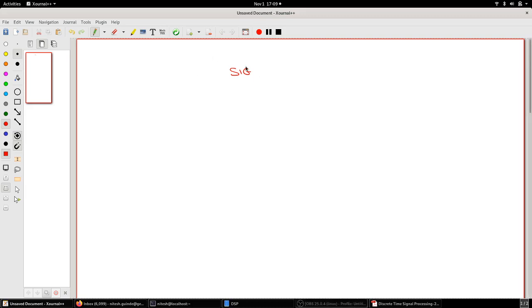So let's take up a topic which is signal flow graph representation. Okay, signal flow graph representation in a DSP system. Okay, signal flow graphs.